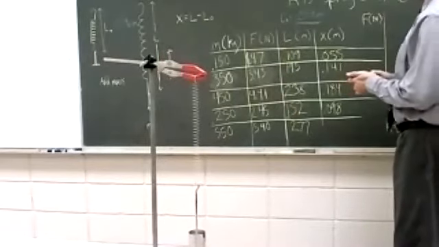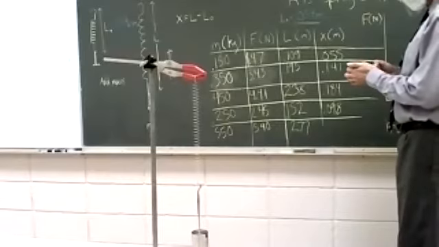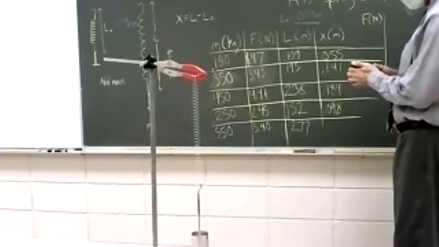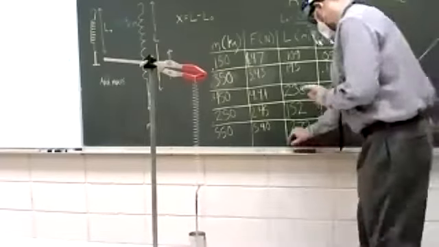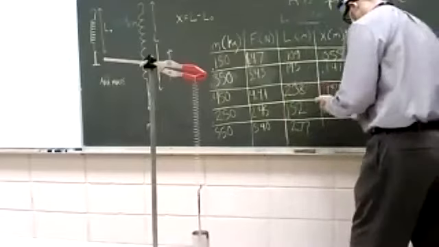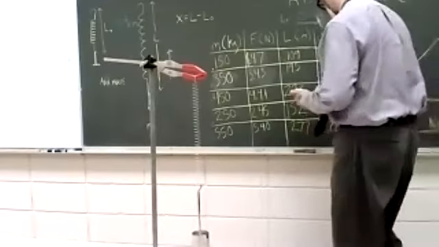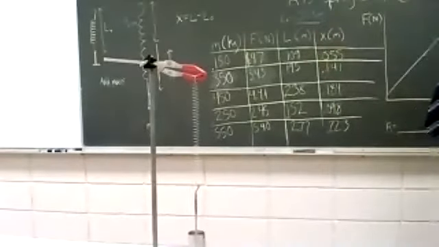0.277 meters minus 0.054. 0.277 meters minus 0.054 is 0.223. 1, 2, 3, 4, 5 data points.